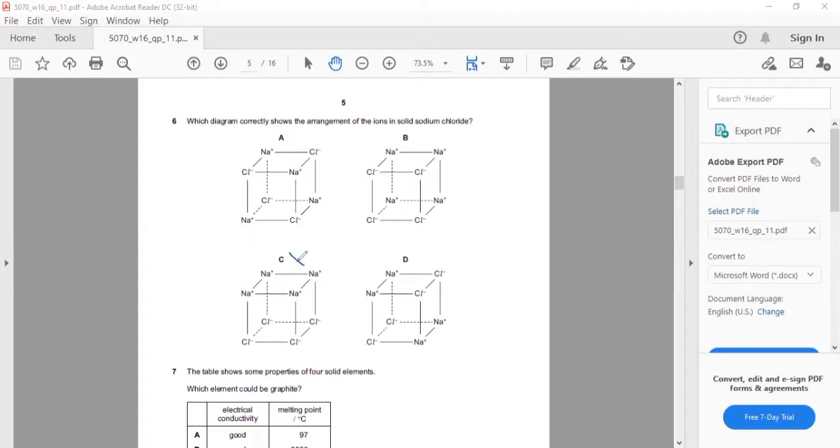C is wrong because all 4 are sodium. D is wrong because diagonally they should be the same. B is also wrong because they are here. A is the correct answer. You see, this is same, this is same, this is same, and this is same. And if it is sodium here, then a negative will be here. 6A.